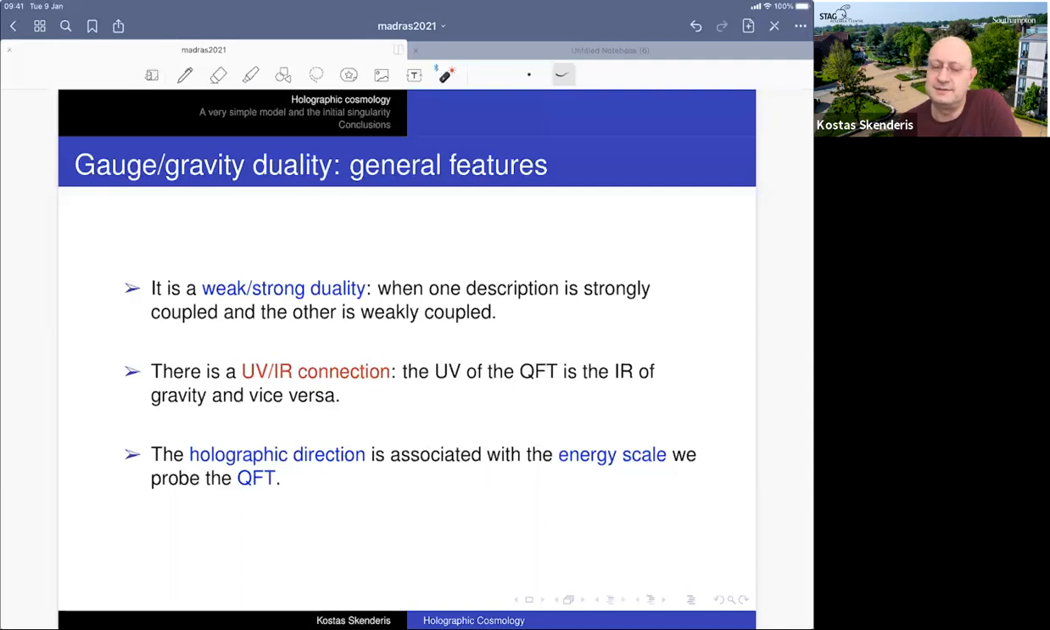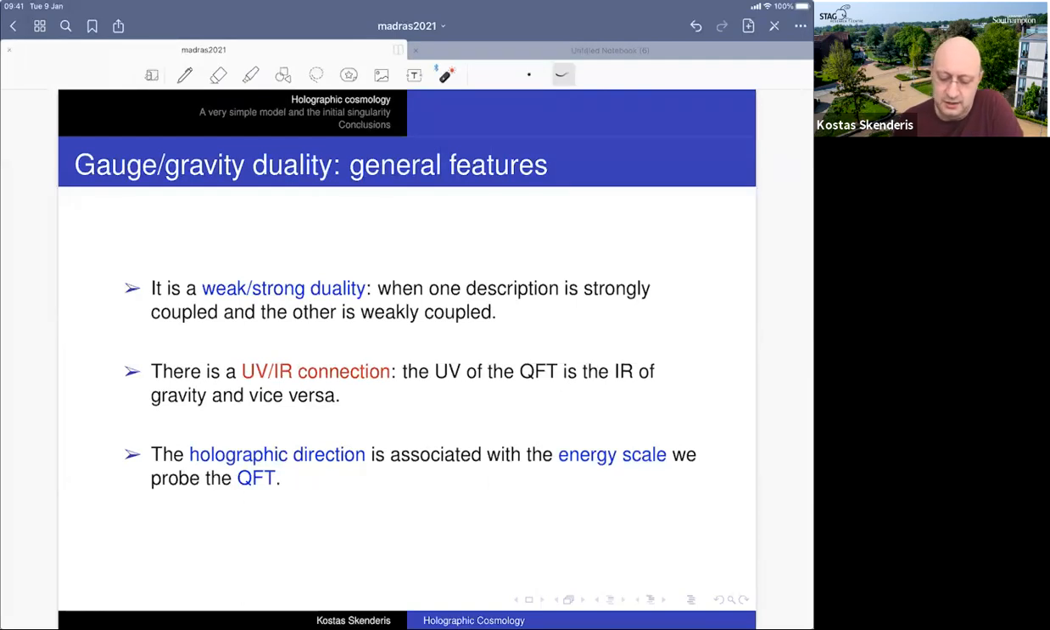So for instance, there is a lot of work to try to understand QCD-like features by looking at, let's say, QCD strong coupling, by trying to use gravity in one dimension higher. But here we're going to use it the other way around. So we're going to use perturbative quantum field theory in order to describe strongly coupled gravity.